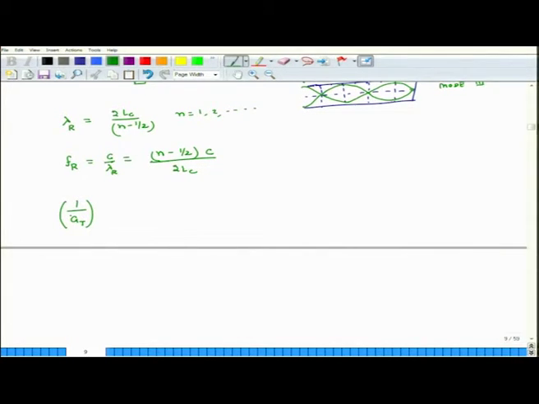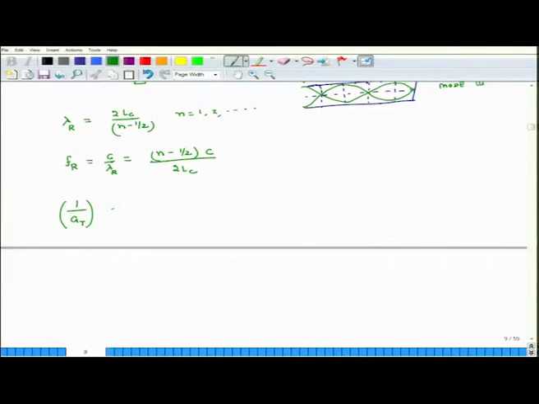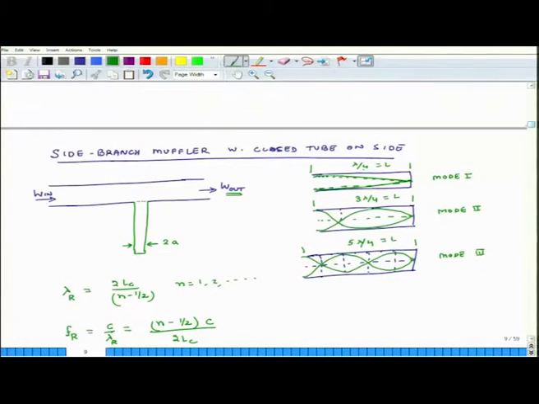So, attenuation coefficient for such a muffler is 1 over AT, and AT is the transmission coefficient, and that equals, and I will explain these terms, sigma L, where L is the length of the tube, plus RS over rho naught C. We have already described what is RS in the last class, plus pi A square by 2S, where S is the cross sectional area of the main pipe.